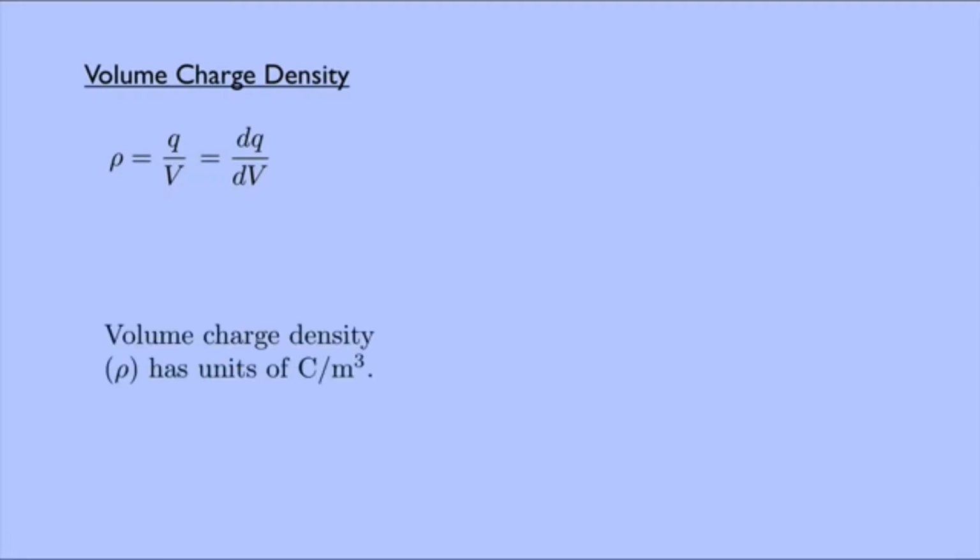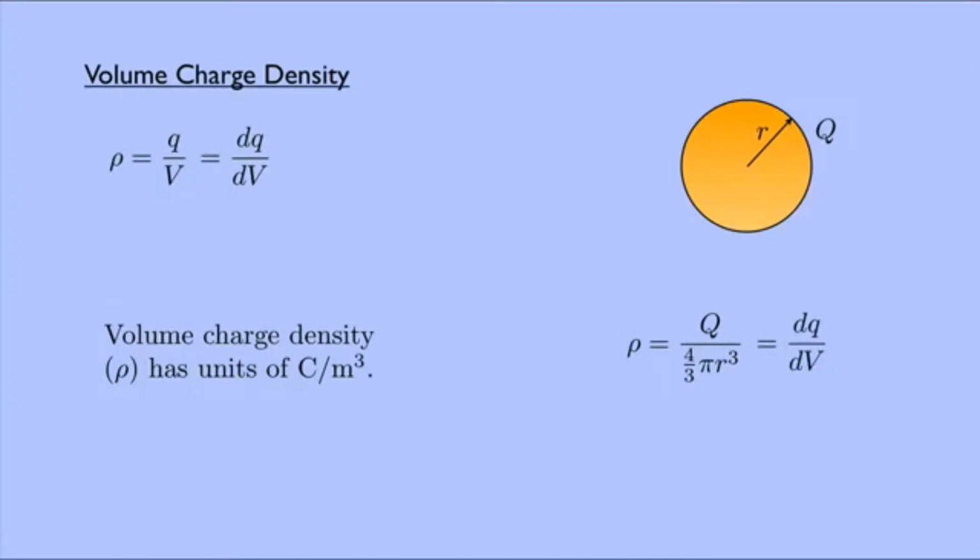Finally, I have volume charge density. So again, works the same way. Rho is going to be volume charge density, and that's Q over V now for volume, or dQ over dV, a little bit of charge over a little bit of the volume. And the volume charge density has units of coulombs per meter cubed. So imagine I have a sphere of radius r and total charge q. Then rho could be q over 4/3 pi r cubed. That's the volume of a sphere, which could also be dq over dv, a little bit of the charge over a little bit of the volume.